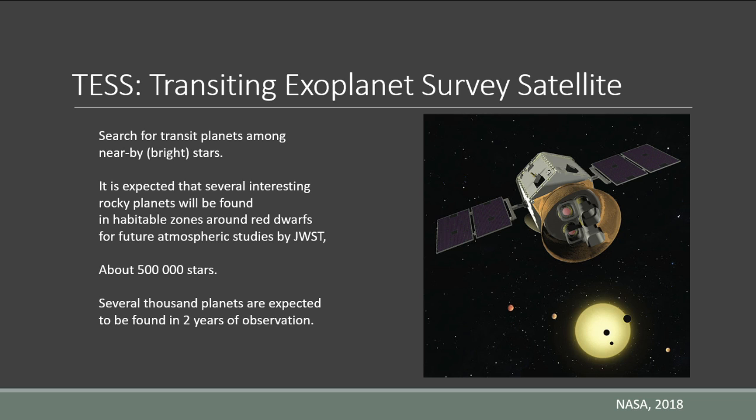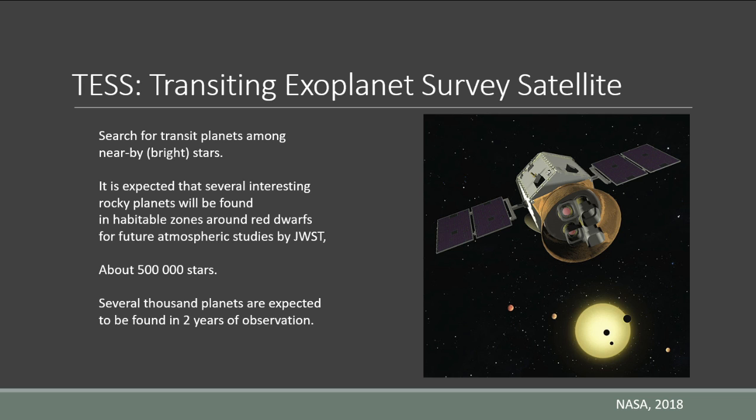The first one is TESS. It's a satellite with the main task to discover more planets. Actually, it doesn't study planets a lot, but this is a machine to discover planets. It's expected that it will study 500,000 stars and discover thousands of planets around them.